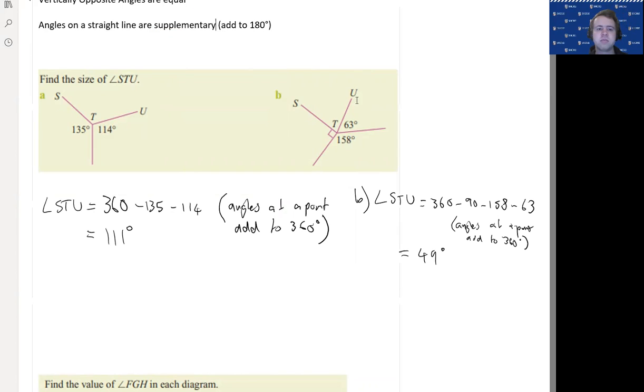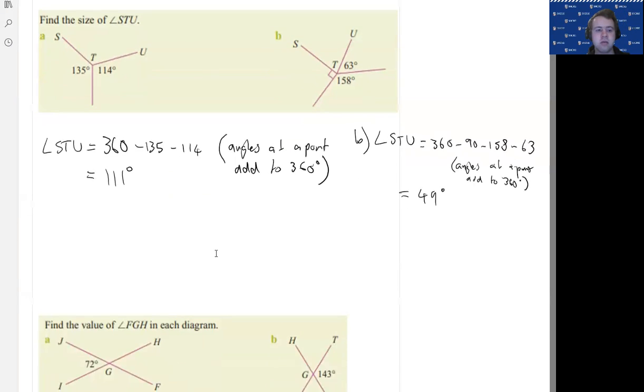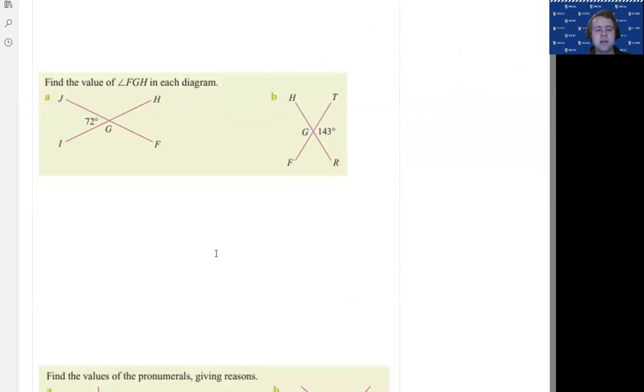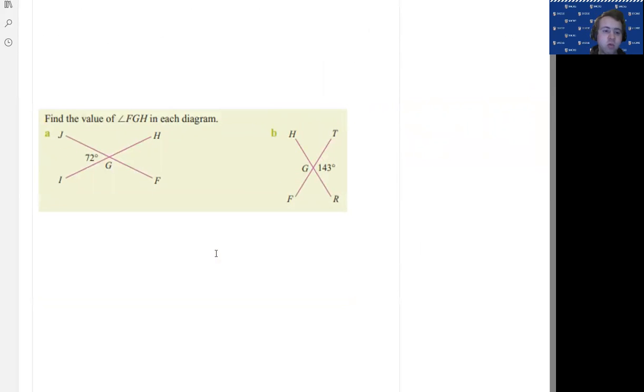Maybe that was right. We can use this reason to find out missing angles that we needed there. Okay, now for this one, we've got to look at the relationship between FGH, which is this angle here, and the angle that we're missing. Sometimes I like to draw a little arc to show which angle I'm talking about so I don't get confused.